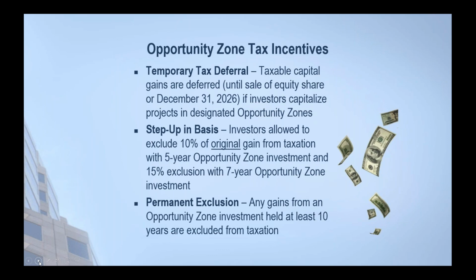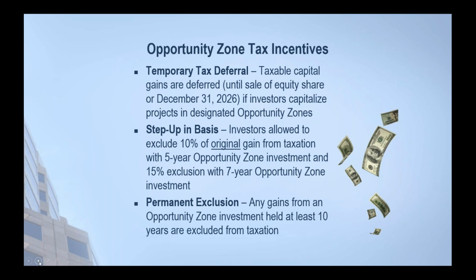So again, if you were killing it on Wall Street and you had a lot of capital gains to pay on, after 5 years, if you hold your money in that Opportunity Zone investment, you'll pay 10% less on those original capital gains. And if you hold it for 7 years or longer, you'll pay 15% less on those original capital gains. So fewer taxes on the original capital gains that you owed Uncle Sam is the second inducement to attract investment in Opportunity Zone projects.